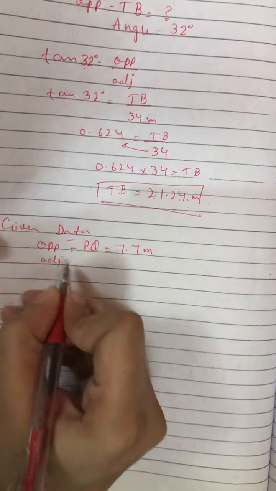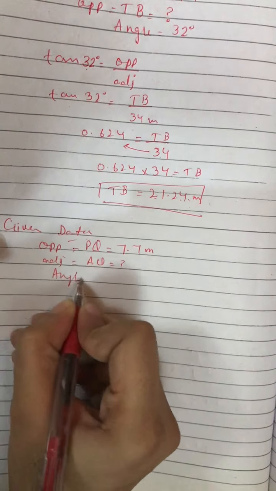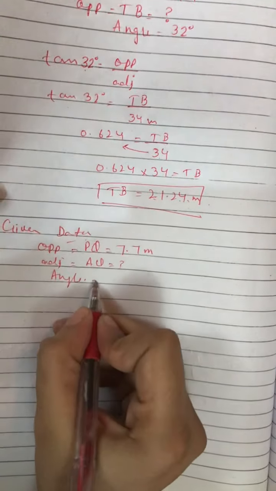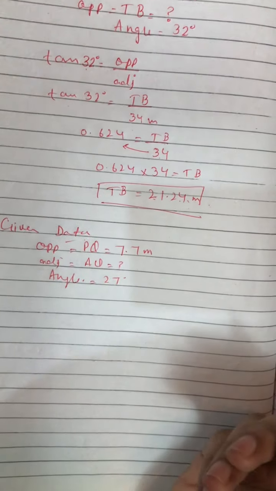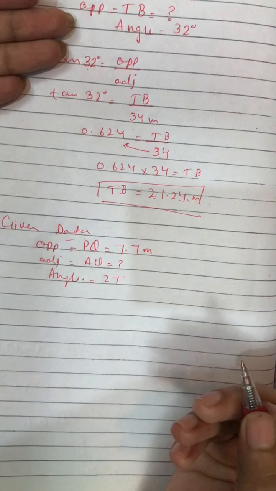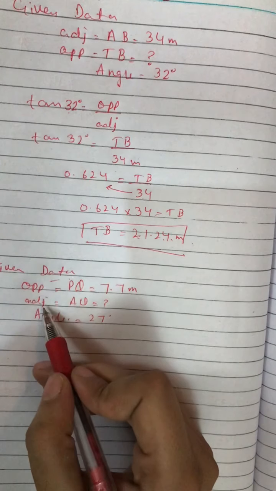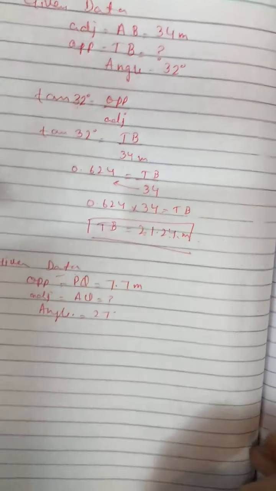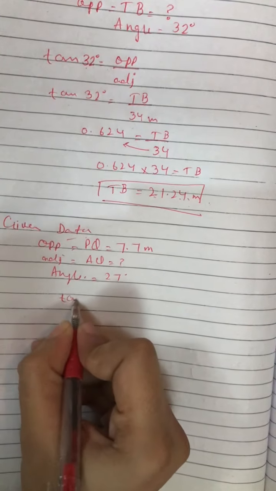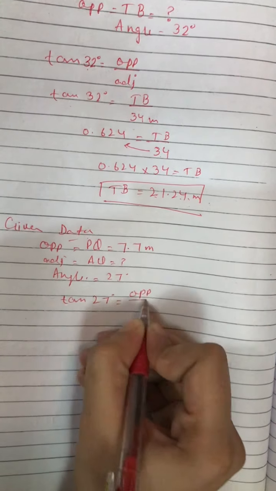Adjacent, find out AQ. We find out this value, and the angle is also given. Angle is 27. Similarly, as in the previous question, adjacent and opposite are given. In this question number 2, opposite and adjacent are given, so we put the formula of tan. Angle is 27 degree, opposite divided by adjacent.